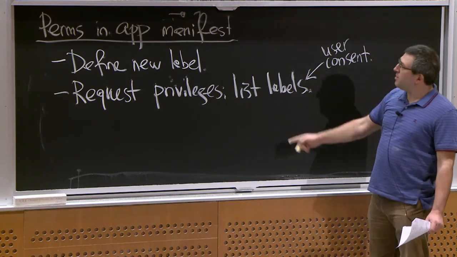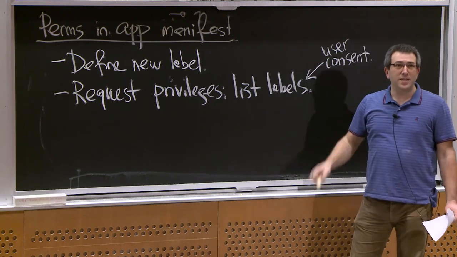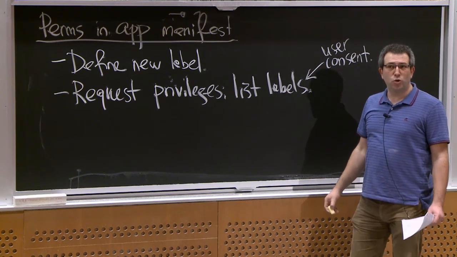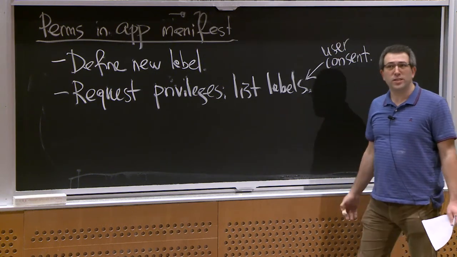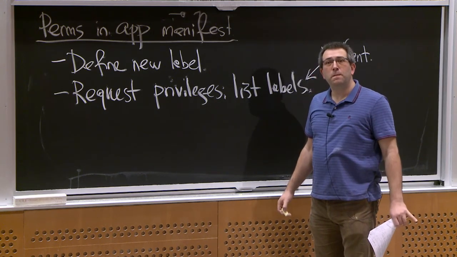This app you're installing might want to take pictures with a camera, might need dial perm, might need other privileges. And then it's the user's choice or decision to approve that or not, to install the app or not install it. Make sense? Question? Could one app request privileges to another app with more permissions than it should have?